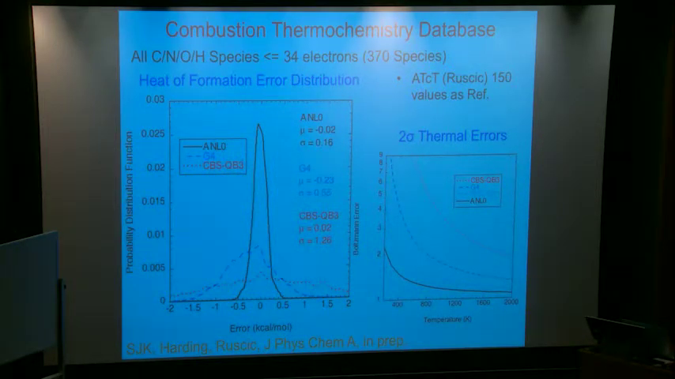Remember we talked about the mechanisms at the beginning, how you've got hierarchical mechanism development? Well, this then will give us all the basic components of our standard and most important species with very high accuracy.